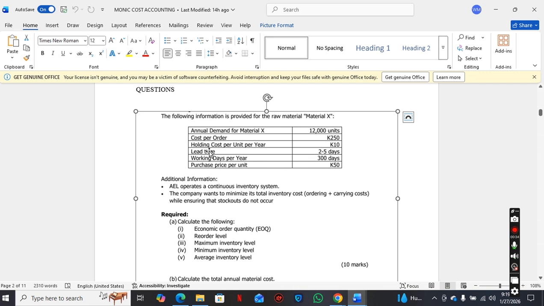Colleagues, what is lead time? For those who remember, what is lead time?